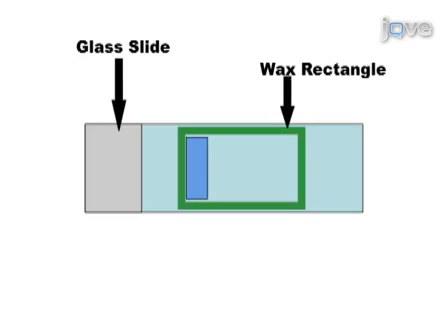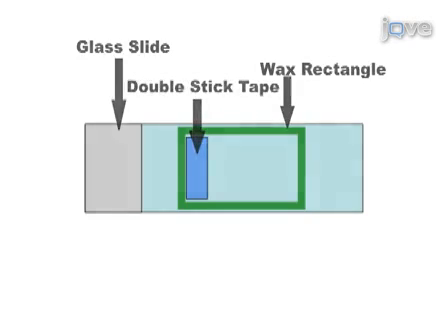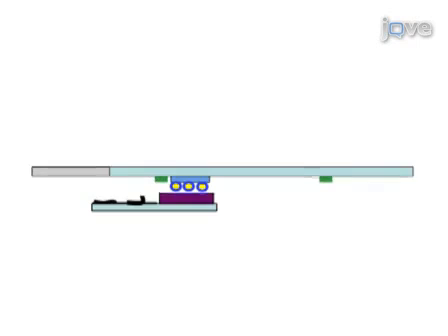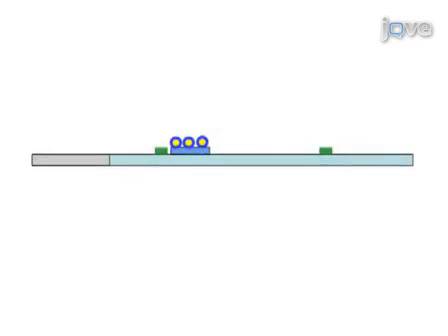In the middle, we see a slide with a rectangle of wax and a piece of double stick tape at one end. Invert the double stick tape over the block with the lined up embryos and touch it to the embryos to transfer them to the slide. They will now be dorsal side up.